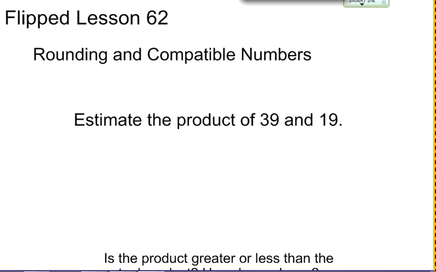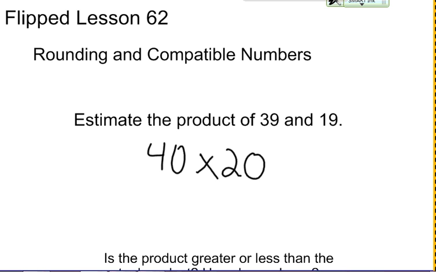Our first example says, estimate the product of 39 and 19. As I look at these two numbers, I want to analyze them. I'm going to be multiplying. What's the easiest way to multiply these two numbers together to give me a good estimate? 39 is close to 40, that makes a lot of sense. And 19 is real close to 20. So why don't I just do 40 times 20, and then I can quickly solve for that, and that's going to be 800.